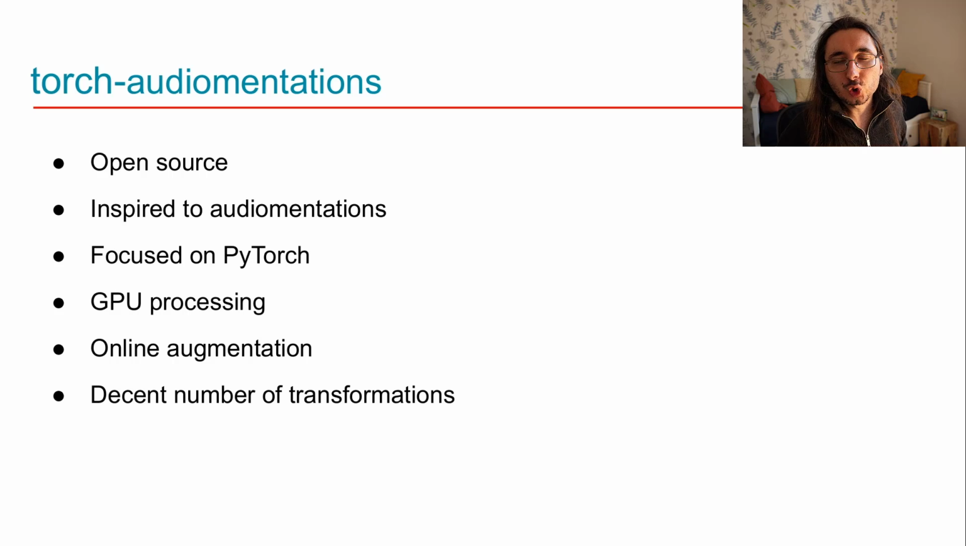The next library is Torch-audiomentations, and as the name gives away, this is a fork project from Augmentations. Basically, it's yet another open source library. It's inspired by Augmentations, and it focuses mainly on PyTorch, and the cool thing is that it uses GPU processing, enabling you to apply online augmentation to your dataset. It has a decent number of transformations, but it's not as extensive as the original Augmentations.